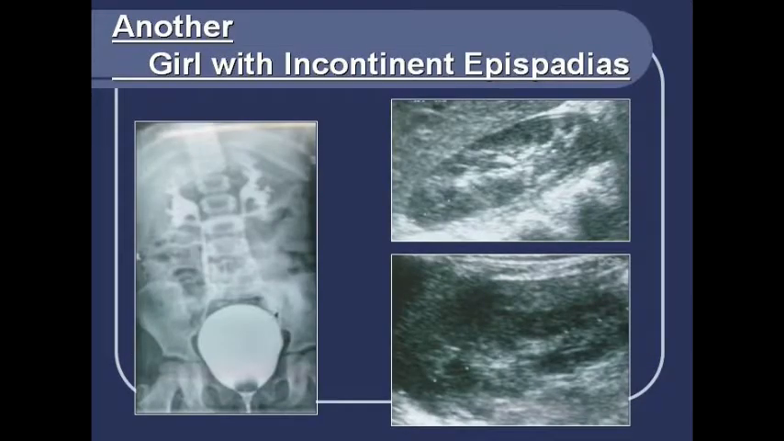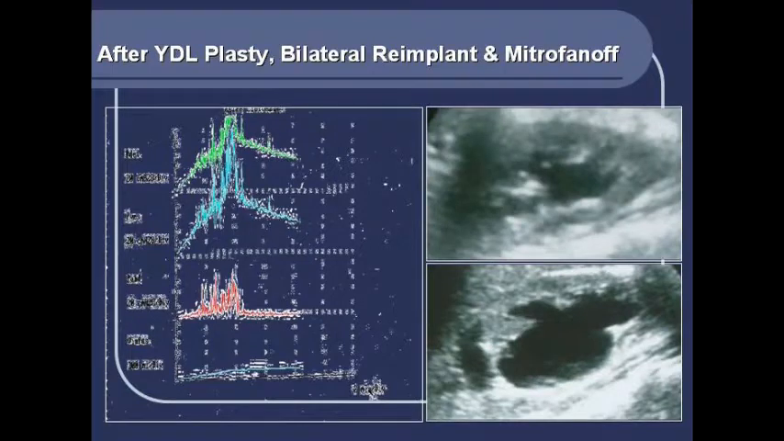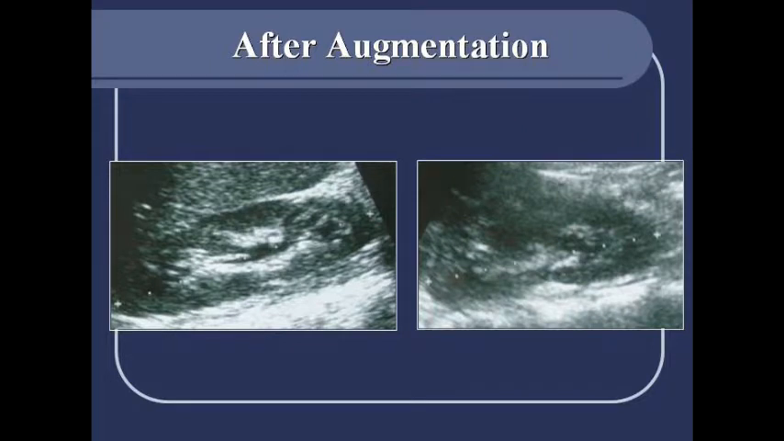Another girl with incontinent epispadias. This is a pre-op, absolutely normal kidneys. We have done a Young-Dees-Leadbetter plasty, bladder reimplant and a Mitrofanoff, and she is on intermittent catheterization. She is quite dry, but she came back with hydronephrosis. And the CMG shows very rapid rise of pressure. So we decided to do that. We cannot wait any longer. We did an augmentation for her. And after augmentation, the hydronephrosis has settled down. She's had a long follow-up over 7 or 8 years, and she remained normal.